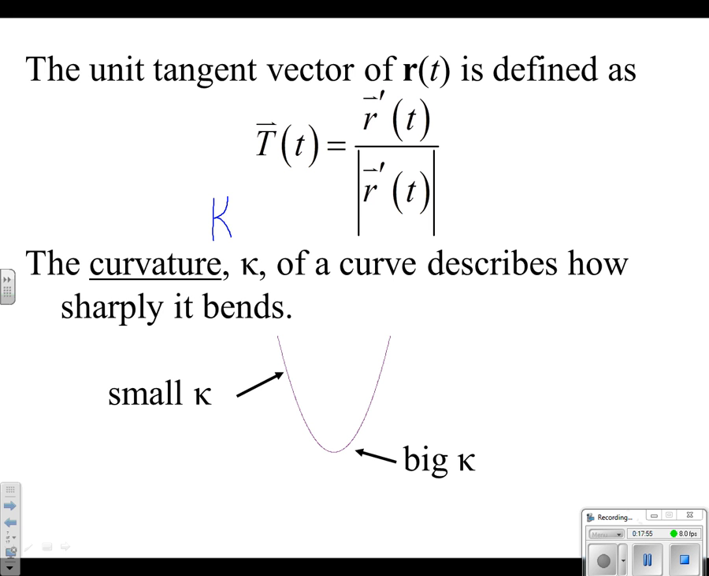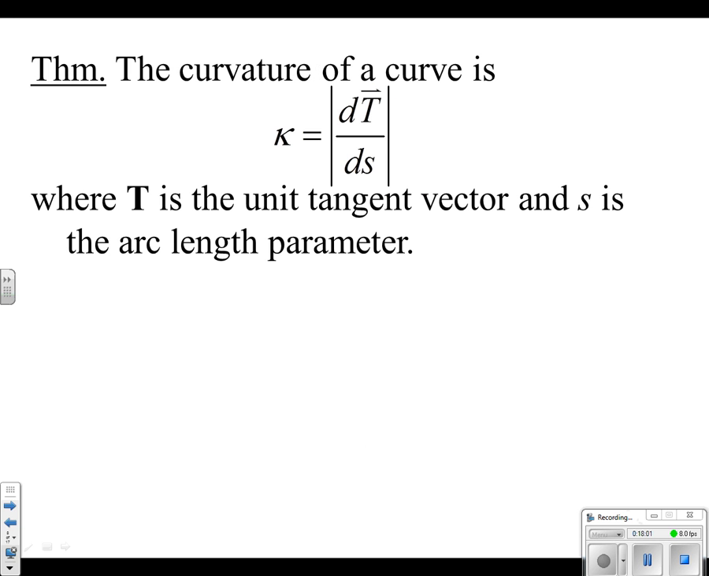The question we're now going to ask is, how do we calculate the curvature? And there are going to be a few different ways of answering that question. One way is the curvature of a curve, kappa, is equal to the magnitude of the derivative of t with respect to s, where t is the unit tangent vector and s is the arc length parameter. This brings together the things we've been talking about, the arc length parameter and t.